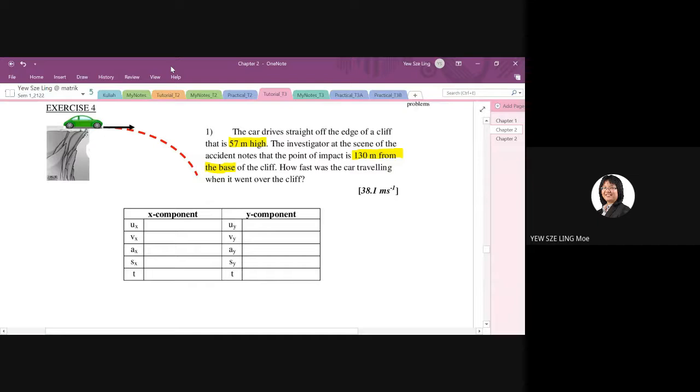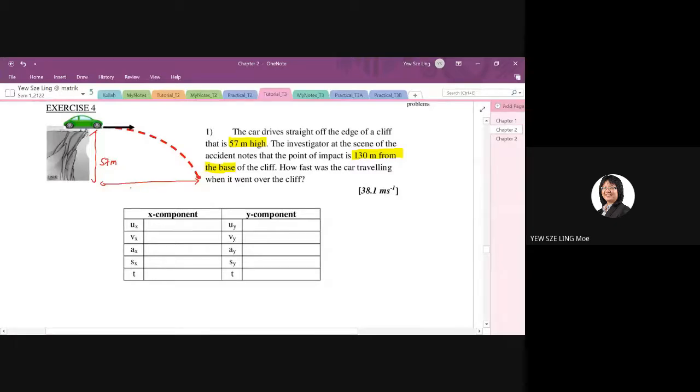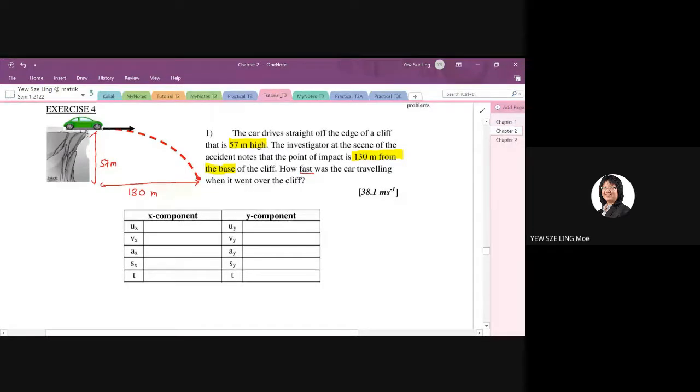So first thing, let us label the diagram first. It tells us the height of the cliff is 57 meters, and the location where it hits the ground is 130 meters from the base of the cliff. The question is asking for the speed, how fast the car was traveling when it went over the cliff. So it wants the initial velocity. If you look at this diagram, this is an example of horizontal projectile motion.